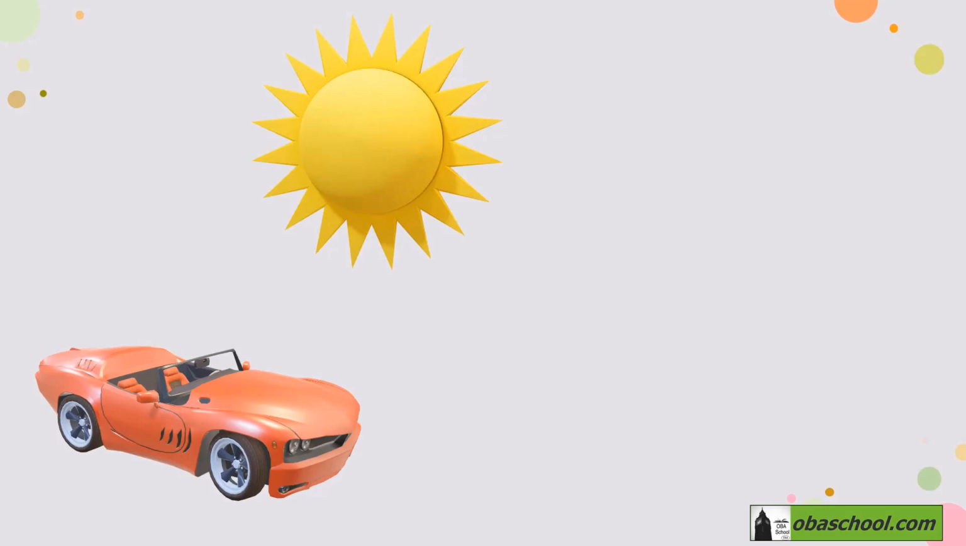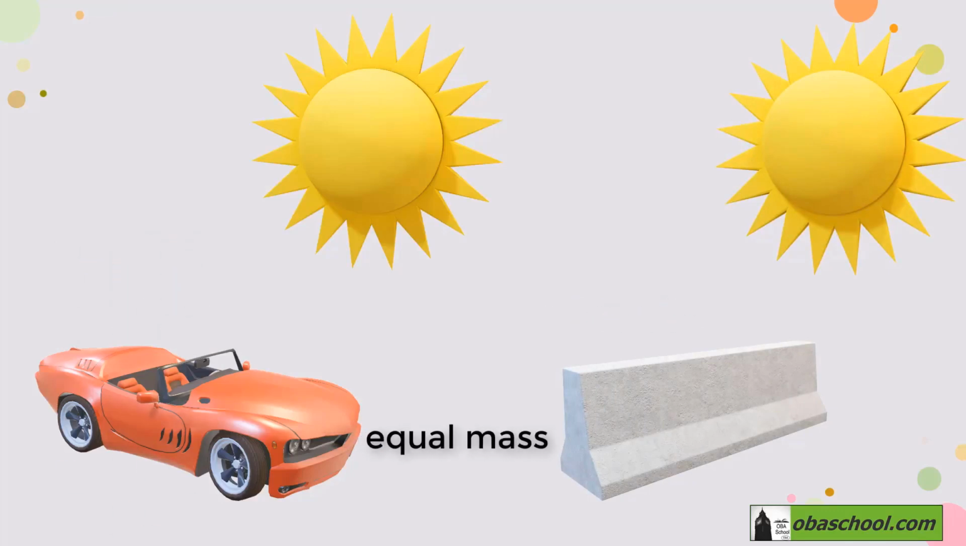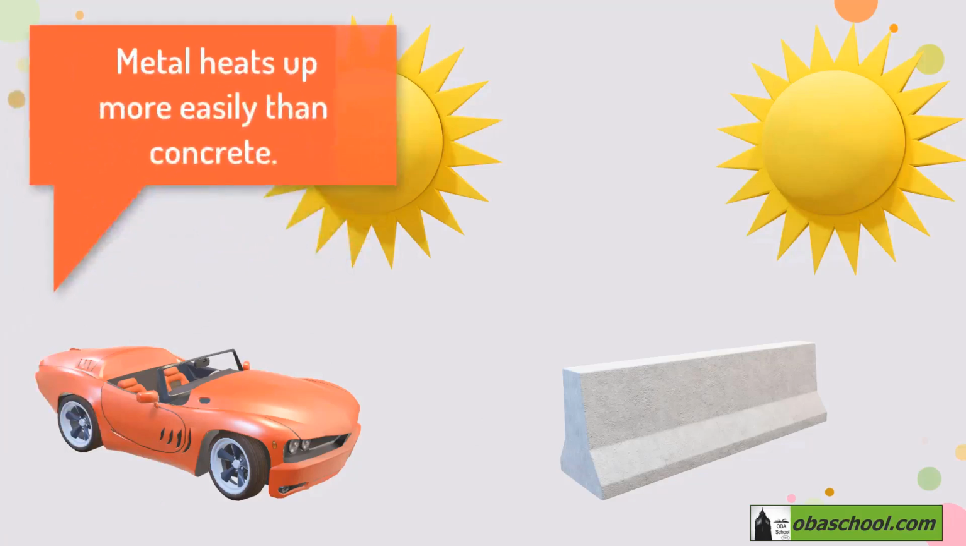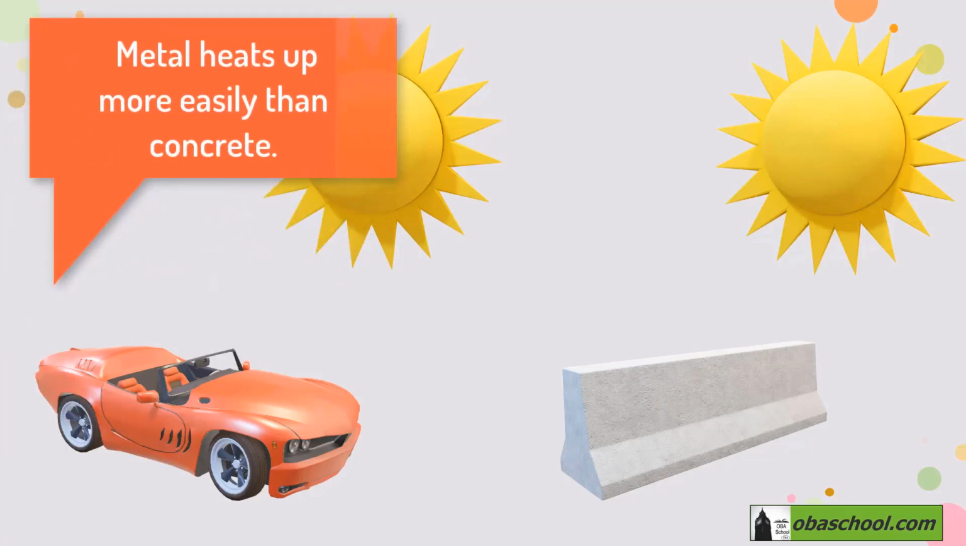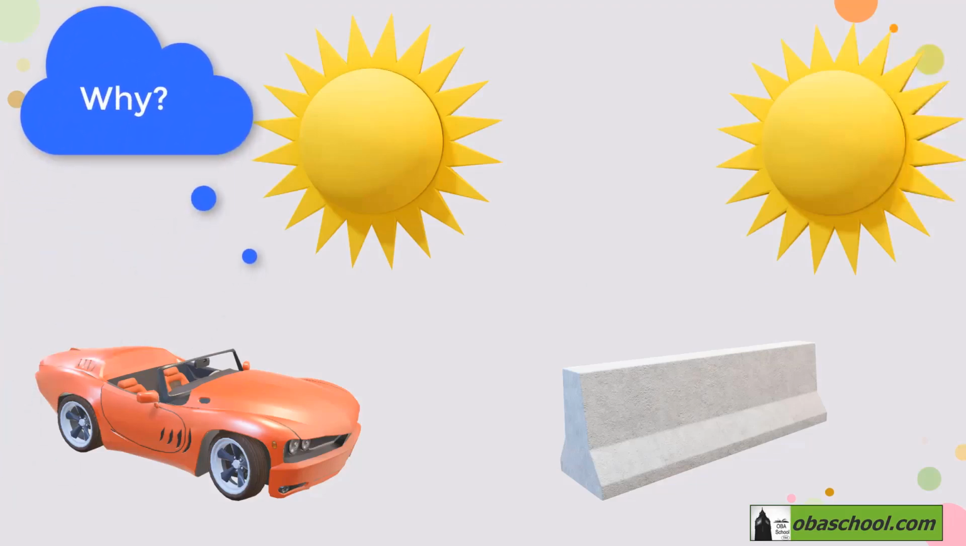A car subjected to strong sunlight can become very hot. A concrete block of equal mass to that of the car should not become as hot, because metal heats up more easily than concrete. But why is that?